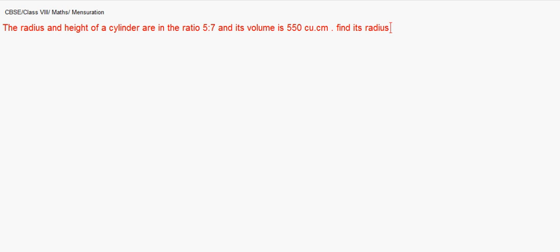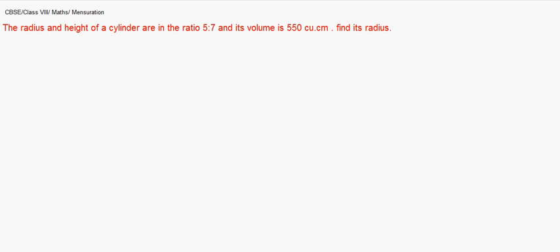It says the radius and height of a cylinder are in the ratio 5:7 and its volume is 550 cubic centimeter. Find its radius. If it is not informed, we take pi as 22/7.